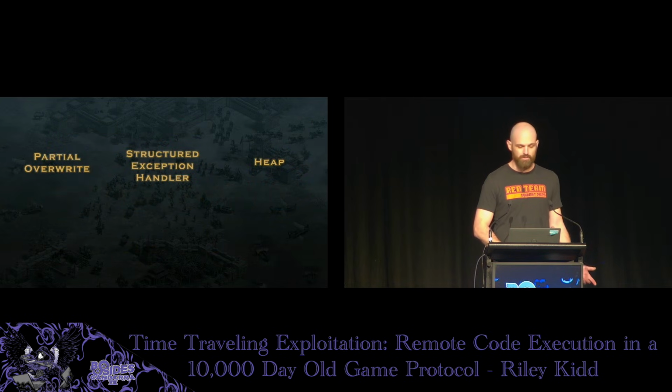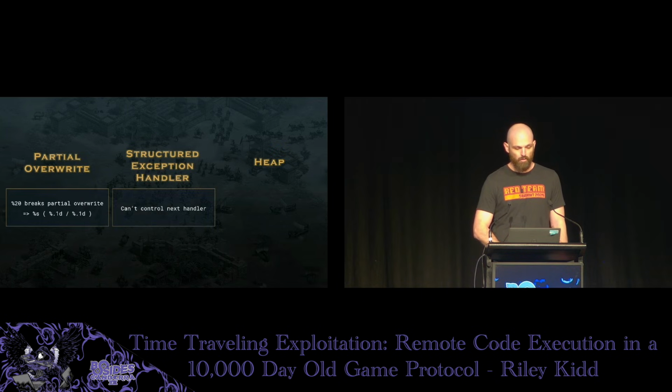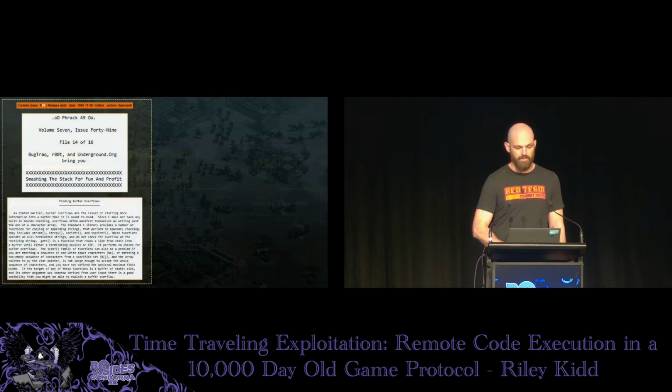So we could look at using some other kind of solutions. The partial overwrite doesn't work because of the %20 for the space. We can't control the next handler for the structured exception handler override, and the heap, we can't control data flow at this point in the game, and it's also an unpredictable location. So that's what we can't do, but what can we do?